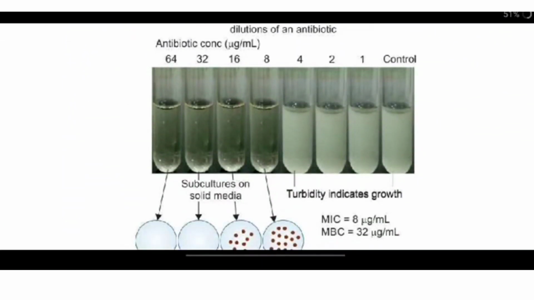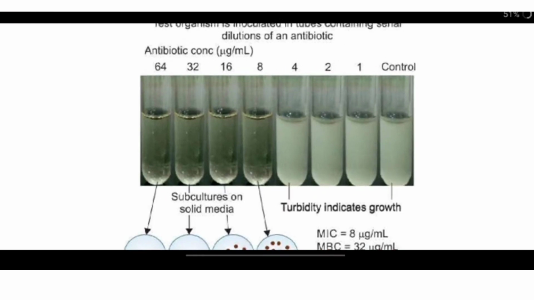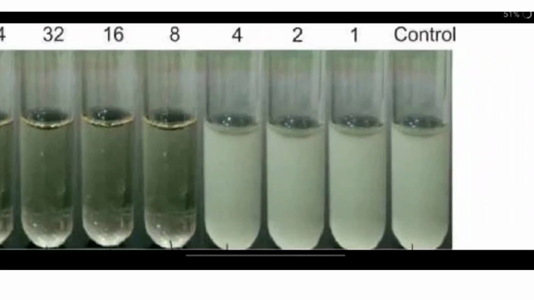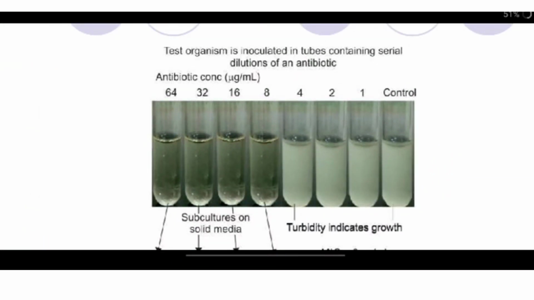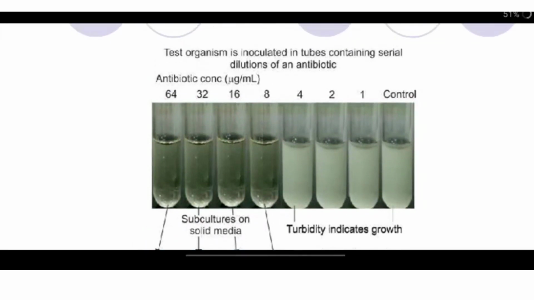See, here we have test tubes and we have different concentrations of the antibiotic. Antibiotic concentration here is 64 microgram per ml. Here it is 32. Here it is 16. Here it is 8. Here it is 4. Here it is 2. And here it is 1. So we have inoculated the same amount of bacteria in all the tubes, but at different concentrations, there are different types of turbidities present.